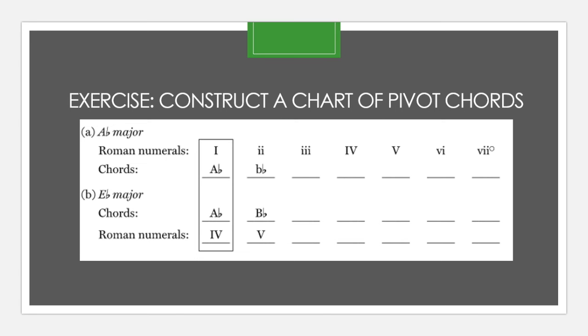Let's construct a chart of pivot chords. First, let's look at the keys A flat major and E flat major. With major keys, we know that we have a major 1, minor 2, minor 3, perfect 4, perfect 5, minor 6, and then diminished 7, right? Since this is a major key as well, we have the same sequence, but then we start at 4. Let us put down the Roman numerals of E flat major.